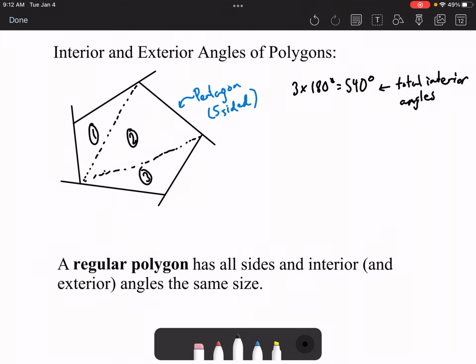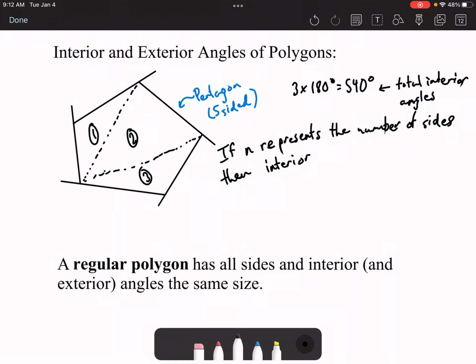Well, you might also notice that the value 3 is actually 2 away from the number of sides. So if n represents the number of sides, then the interior angles add up to (n minus 2) times 180 degrees.